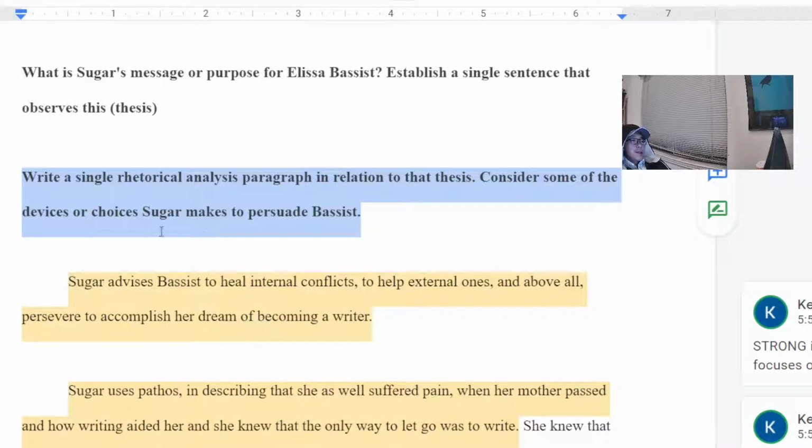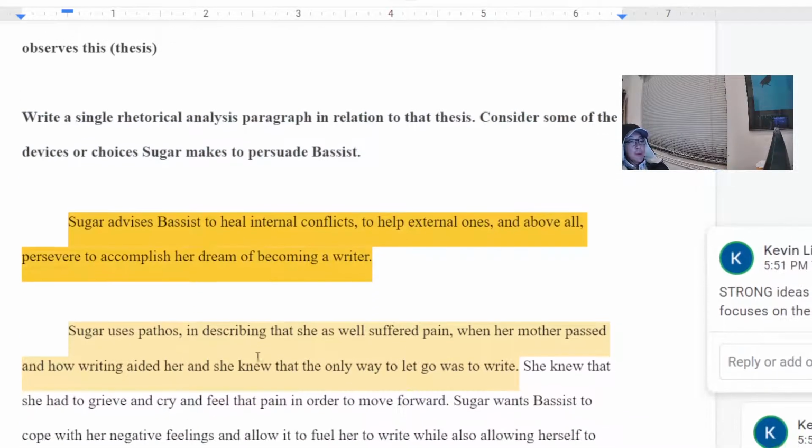Consider some of the devices or choices Sugar makes to persuade Bassett. So you could do anything from the basic rhetorical tools of logos, ethos, and pathos. You could look at some things like diction, syntax, juxtaposition, whatever you remember, whatever you can find easily that comes naturally to you. Your first guess is your best guess sometimes. And let's go ahead and see what the student wrote altogether.